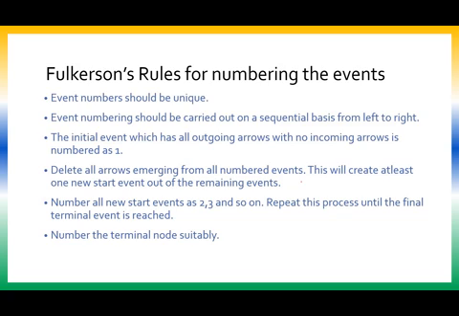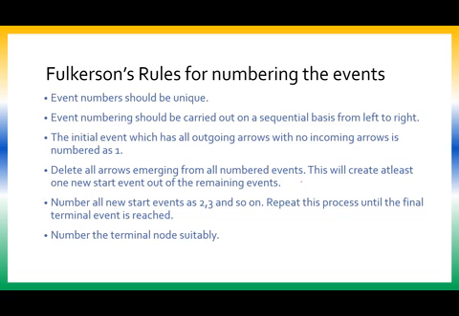The initial event has all outgoing arrows and no incoming arrows. What does that mean? In your max flow, we used to call it the source node. So that source node will be called the initial event or the start event, right? So that start event will be numbered as 1. That one has to be given the number 1.